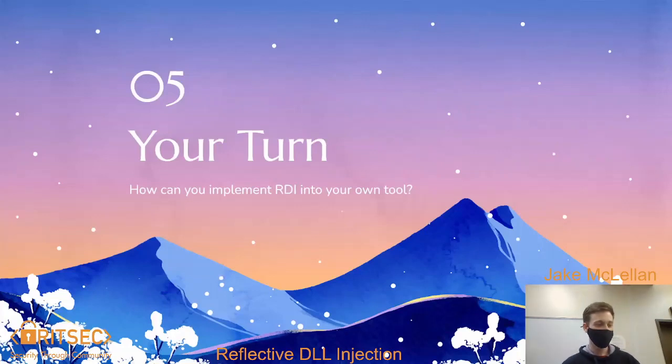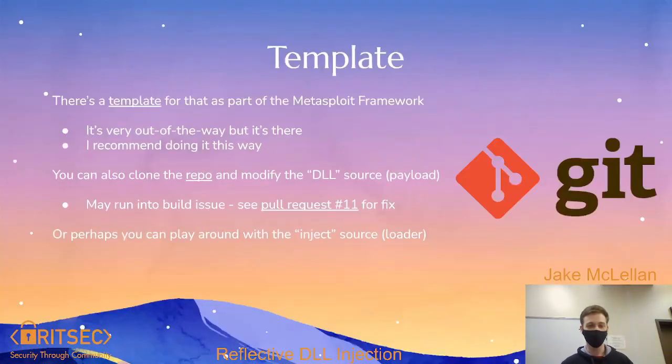Alright, so finally, I think this is the last step. Implementing reflective DLL injection in your own tools, because it's cool. Nicely enough, there's actually a very nice Visual Studio template for exactly this, and it is part of the Metasploit framework. You might be able to call your DLL from a Meterpreter shell, which is cool. You just got to compile it from that template. It's kind of hidden in the repo, but it's there.